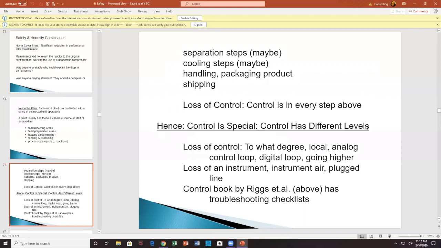Safety and control ought to go hand in hand. And control has different levels. So loss of control, to what degree is the loss of control? Is it local, analog, digital, going higher? Loss of instruments, instrument error, plugged lines. Again, the control book by Riggs has a lot of these troubleshooting indexes.